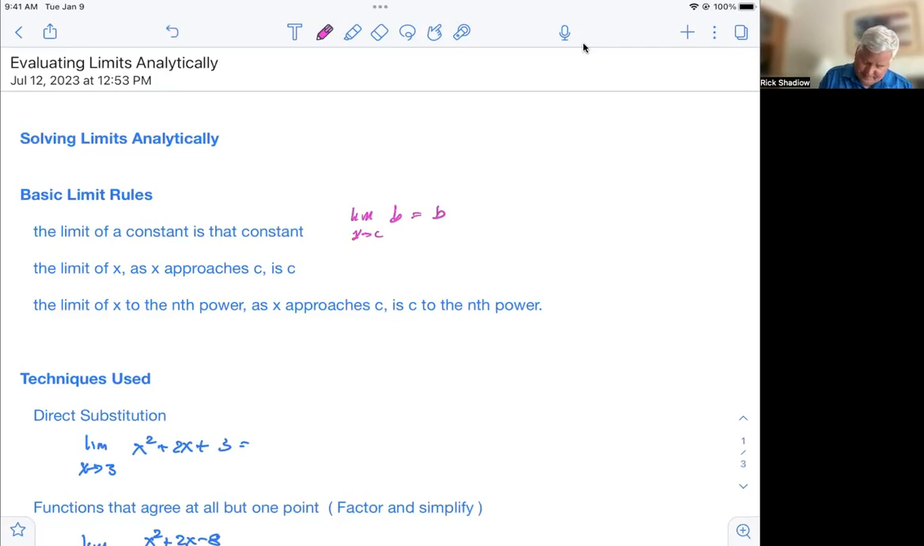And then the limit of x as x approaches c is just going to be c. And then this is, again, the same thing as the power rule we saw before, where the limit of x to the nth power as x goes to c is going to be c to the nth. And so that is a way I can evaluate some of these limit problems.